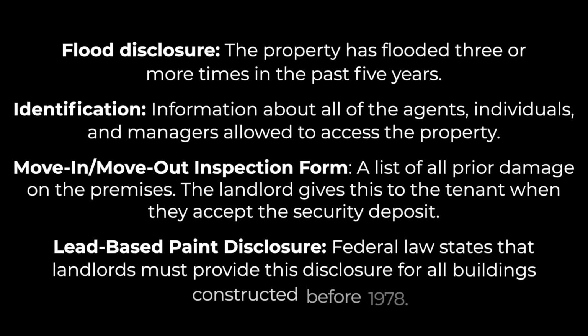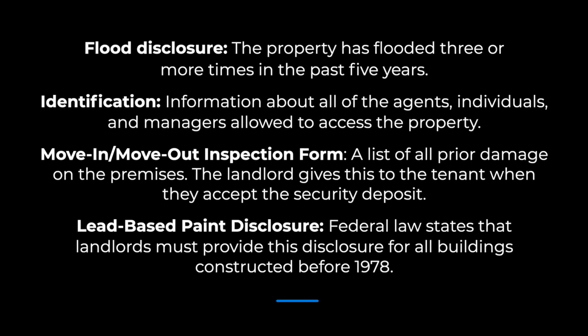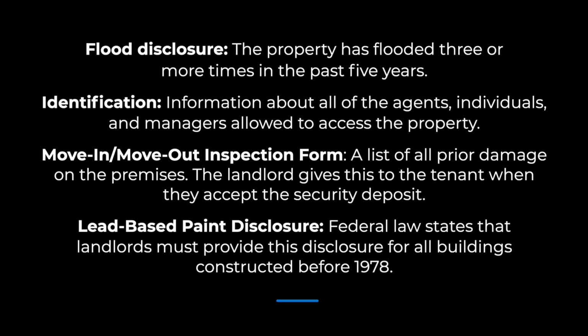Required disclosures. Georgia requires all rental agreements to include the following 4 disclosures. Flood disclosure. The property has flooded 3 or more times in the past 5 years. Identification. Information about all of the agents, individuals, and managers allowed to access the property. Move-in, move-out inspection form. A list of all prior damage on the premises. The landlord gives this to the tenant when they accept the security deposit. Lead-based paint disclosure. Federal law states that landlords must provide this disclosure for all buildings constructed before 1978.